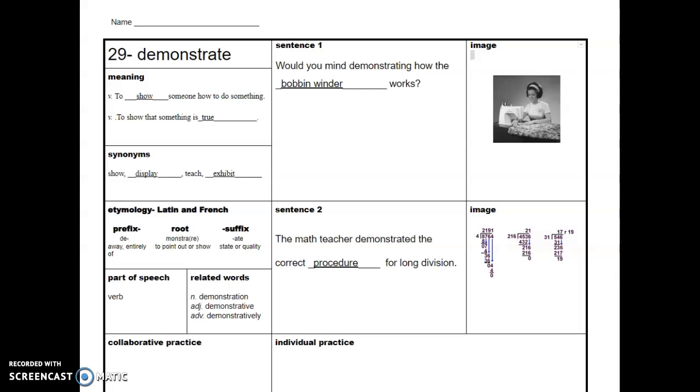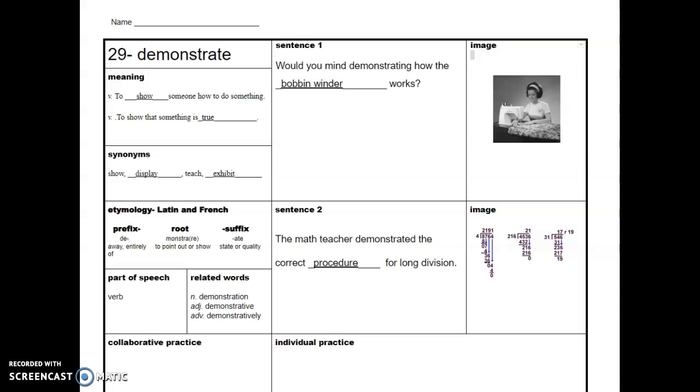This week's word of the week is the word demonstrate. Demonstrate means to show someone how to do something. One of the challenges we as teachers have been having with this new online teaching is deciding how to demonstrate things or show you how to do things online.